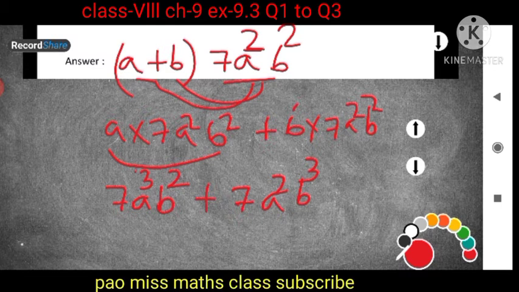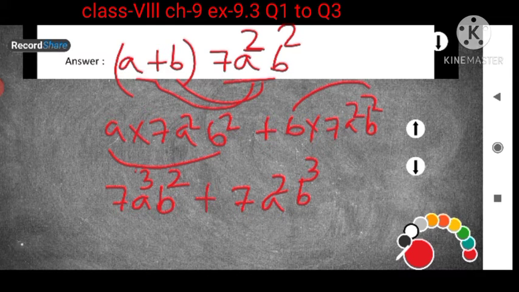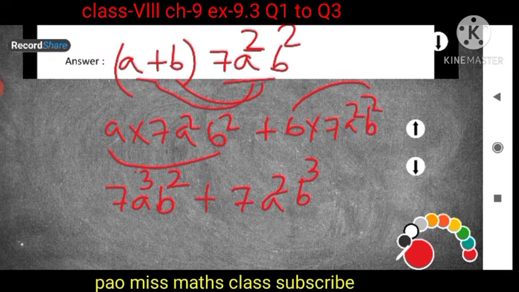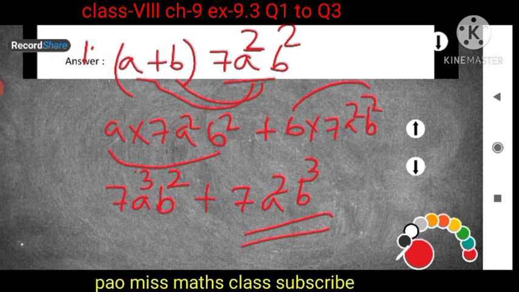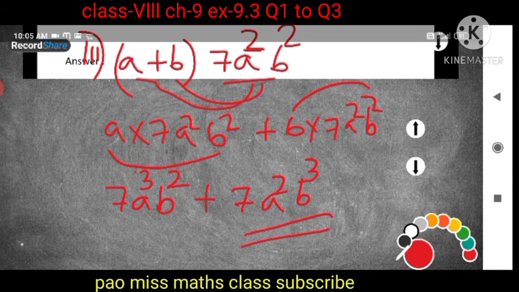Cube, because one more b is there, and this b, if you multiply, this 2 will become 3, isn't it? So if you are multiplying, it will become plus, so it will become 3. Now how many b is there? 3 is there, so b to the power 3. So this is the answer for question number 3.